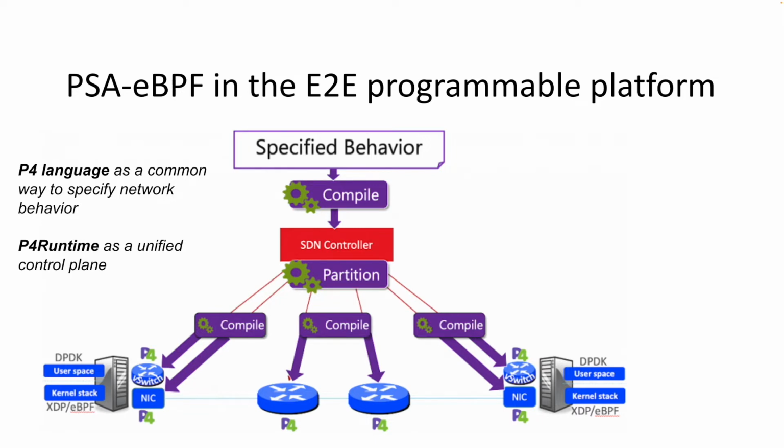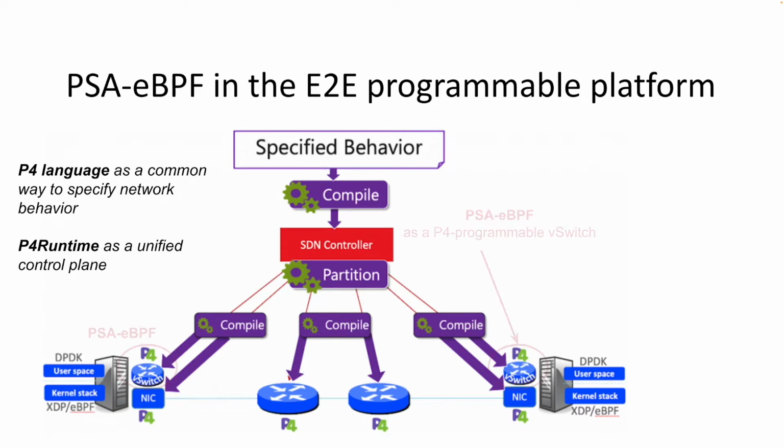We know that P4 can be already deployed in hardware switches or smart NICs, but P4 can also run on multi-core CPUs. As there are different trade-offs between kernel and user space packet processing, PSA-eBPF, which we present in this tech brief talk, gives an alternative to the already existing P4 DPDK framework.